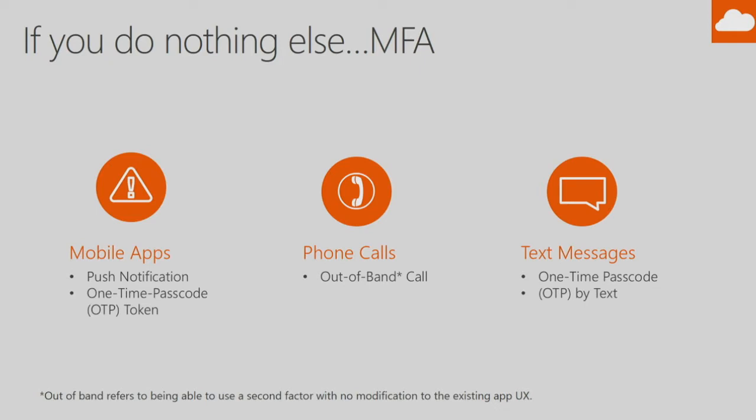So one advice we give to all our customers with respect to security best practices, if you do nothing else, at least do MFA. Multi-factor authentication can really help you prevent attacks more so than anything else. We have multiple ways to do this. You can get MFA through mobile apps. That can be a push notification, or you can get a one-time password, or you can get an out-of-band phone call to do the MFA, or it can be done through text message. You can get your OTP password on your text.